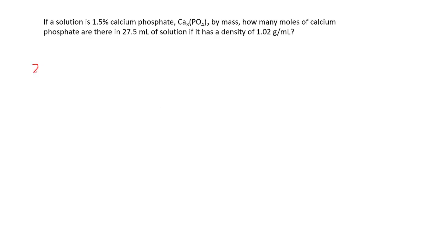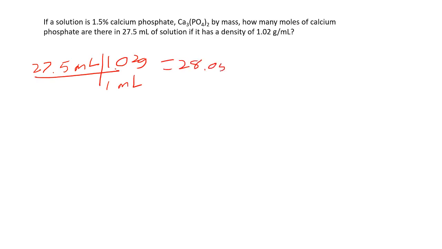So, we want to start by taking 27.5 milliliters. We're going to convert this to grams. 1 milliliter is 1.02 grams. I did this with my density. We multiply that out. We get 28.05 grams is how much solution we have.